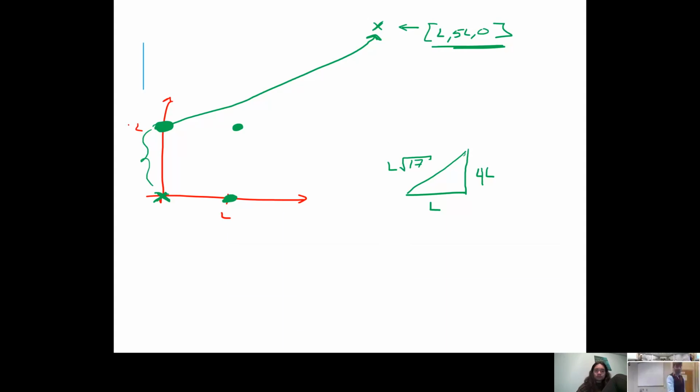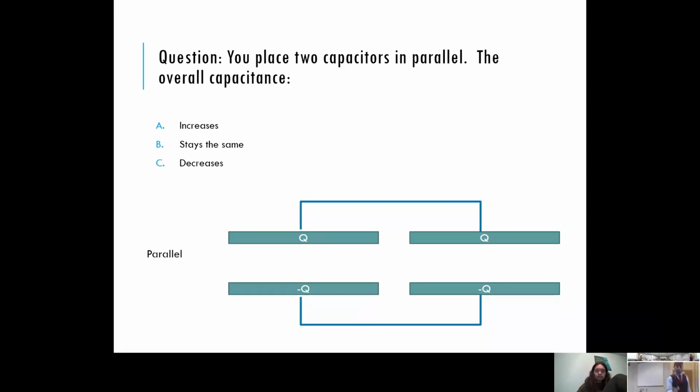So that's with capacitors in series. How about if we put them in parallel? And I think I left you with this one. Conceptually, let's say you place 2 capacitors in parallel. Conceptually, what does this actually mean? First off, parallel, you could say it's not series. Well, that's not very informative, right?